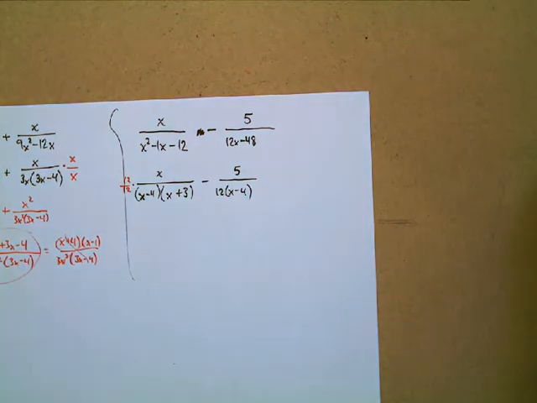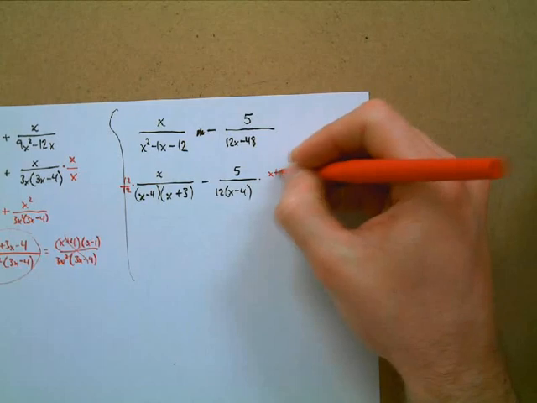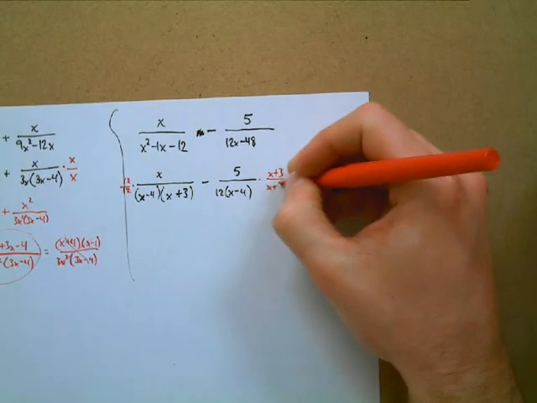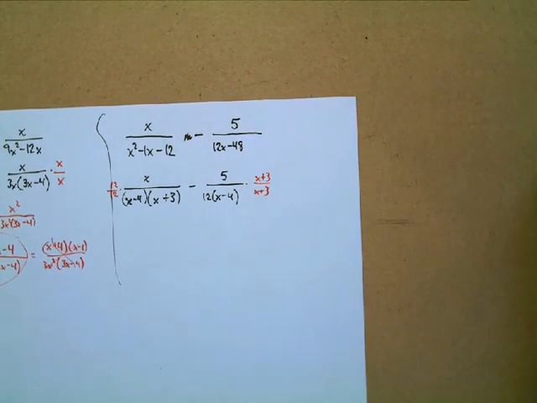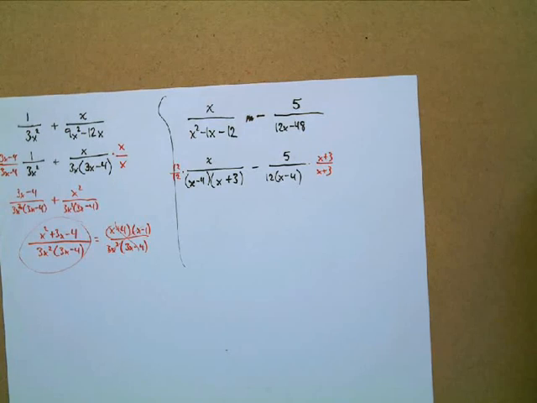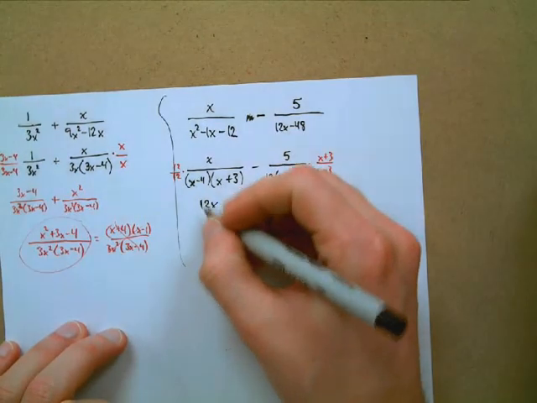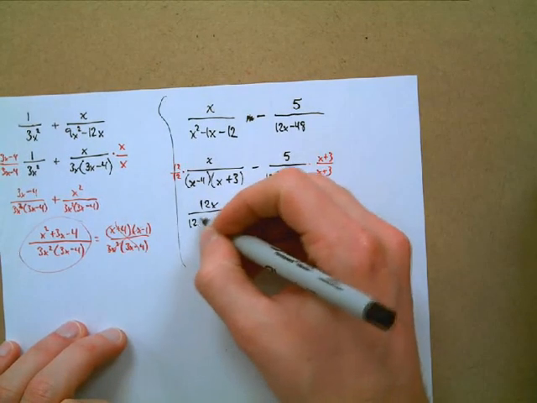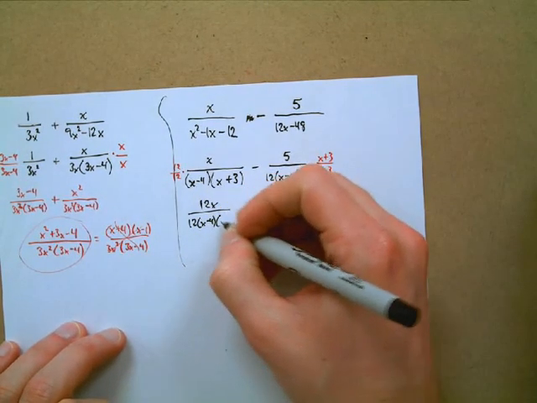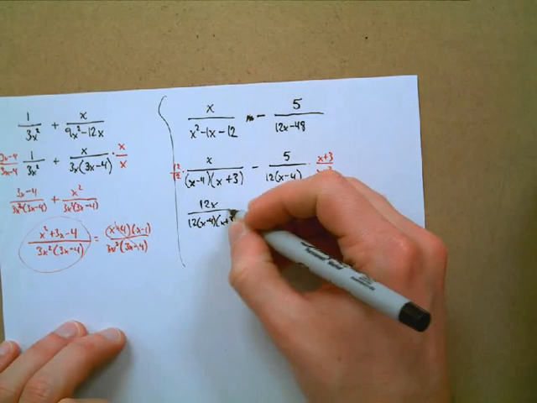Okay. Oops, off the screen. There we go. All right. So 12 times x, 12x. And then I'm just going to rewrite 12 times x minus 4 times x plus 3. And then 5 times x plus 3 is going to be 5x plus 15. I went ahead and distributed 5 times x, 5 times 3. Over 12 times x minus 4 times x plus 3.